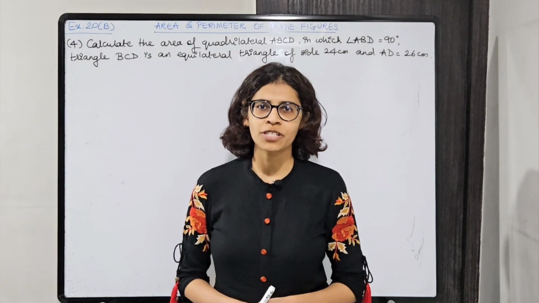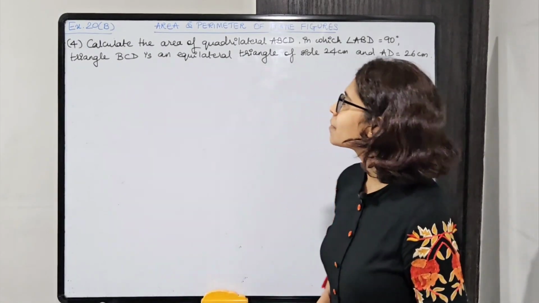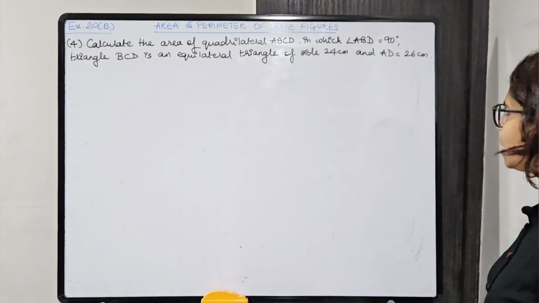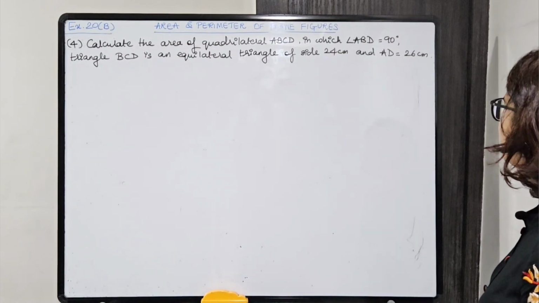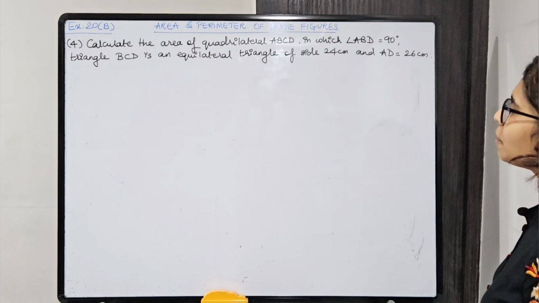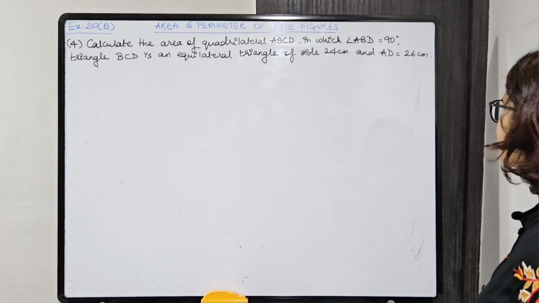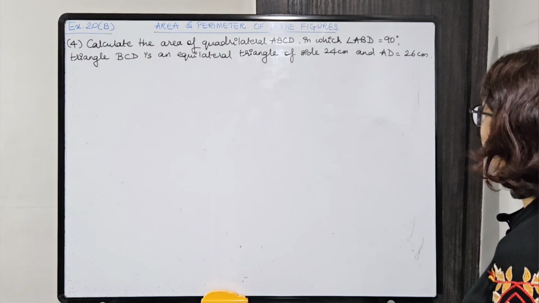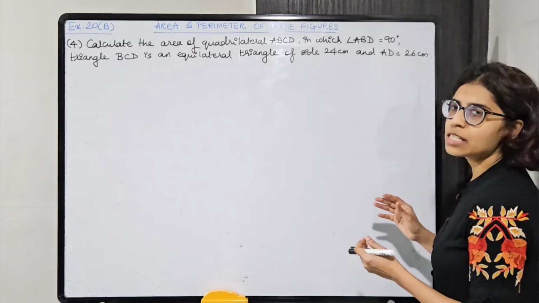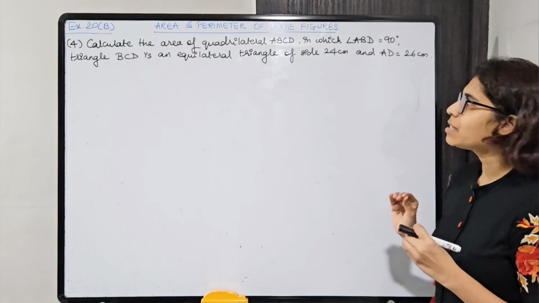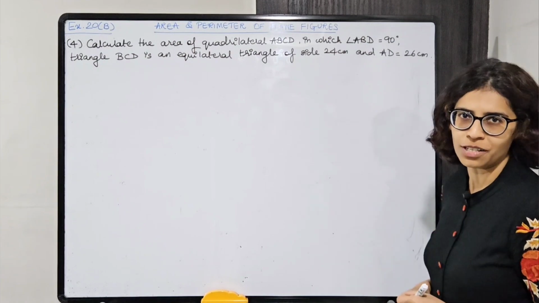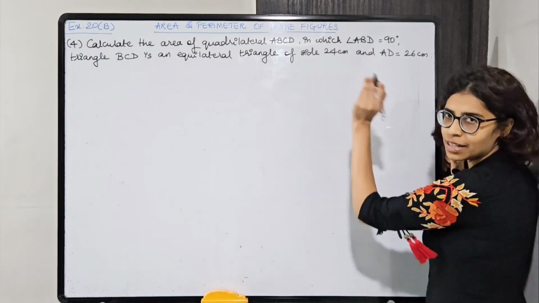Proceeding to next question, question number 4. Calculate the area of quadrilateral ABCD in which angle ABD is equal to 90 degrees. Triangle BCD is an equilateral triangle of side 24 centimeter and AD is equal to 26 centimeter. Let's draw the quadrilateral to understand all the information given to us. So quadrilateral ABCD है.